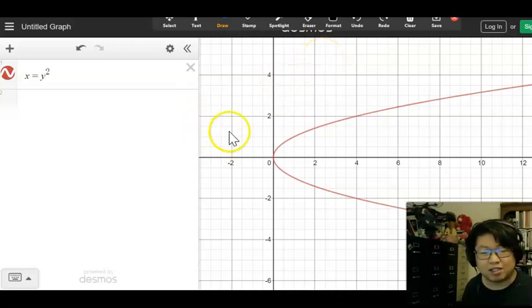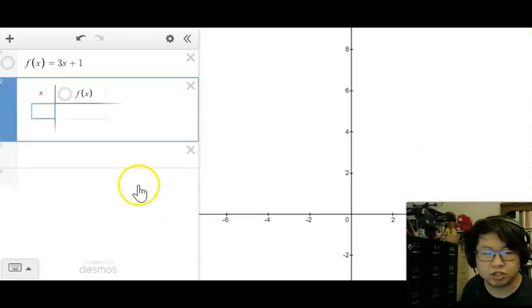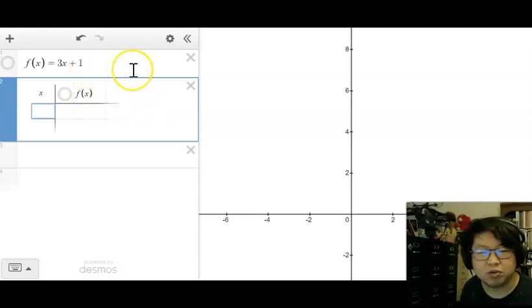So let's head back to the notes real quick and let's talk about graphing functions. Here we have Desmos again, and I've got the table all ready so we can get graphing a little bit. For the purpose of this lesson, I'm only going to be working with linear.